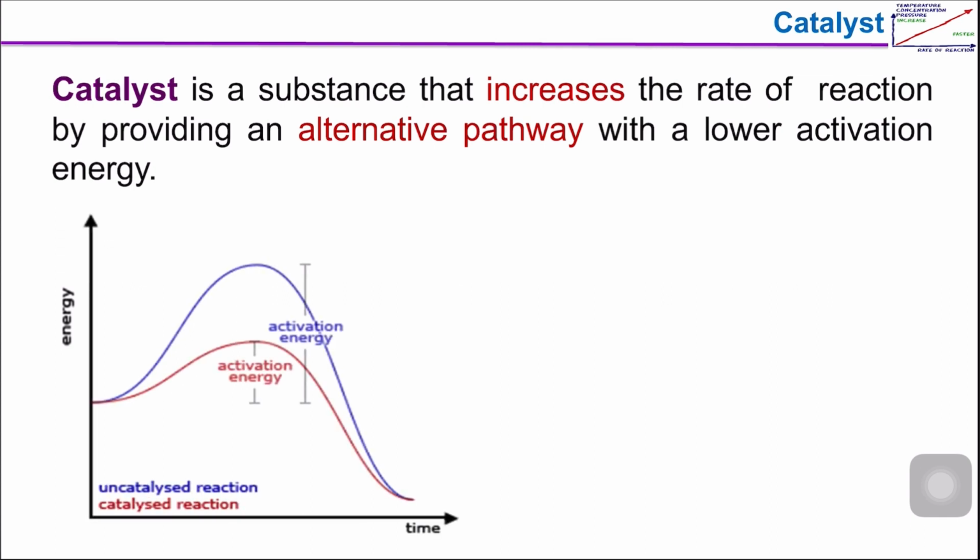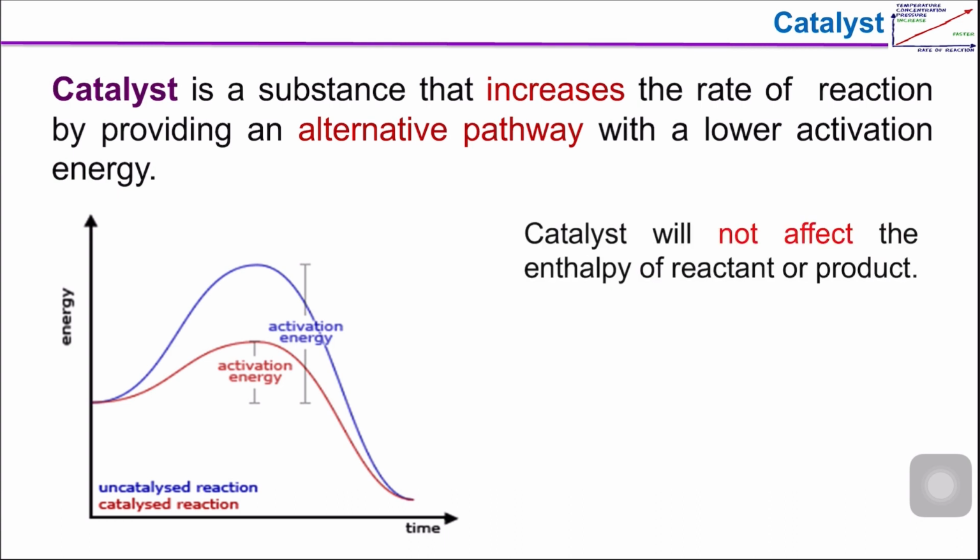Contohnya ini energy profile diagram. Saya ada reaction with catalyst warna merah dan reaction without catalyst warna biru. So boleh nampak activation energy for the one with red color is lower compared to the blue one. So ini function catalyst, dia akan lower the activation energy. However, catalyst will not affect the enthalpy for reactant or product. Dia hanya kurangkan activation energy sahaja. Enthalpy untuk reactant dan juga produk kekal sama.